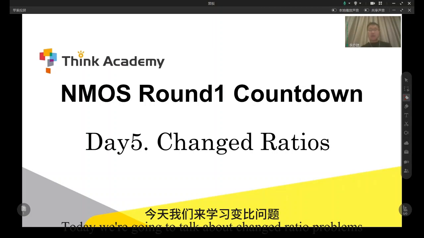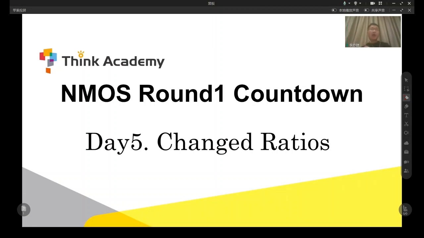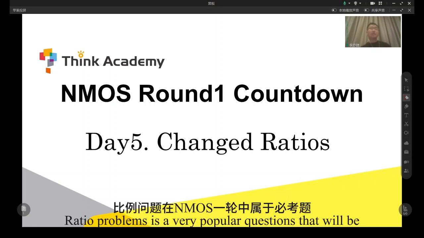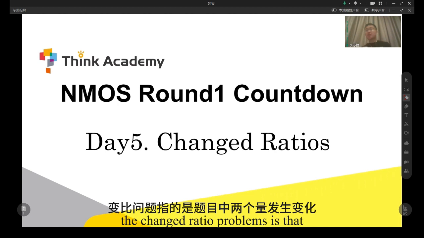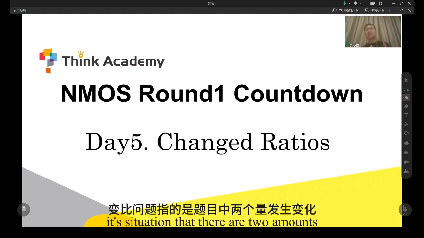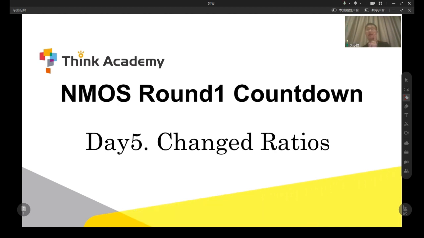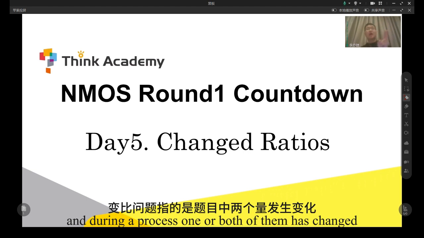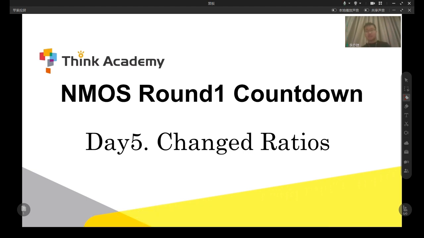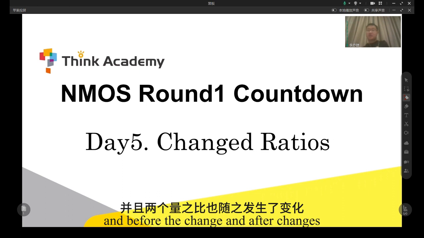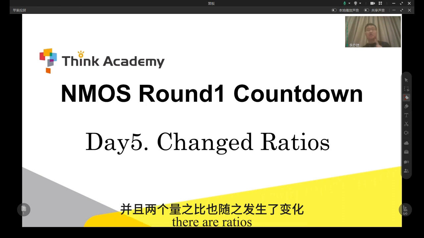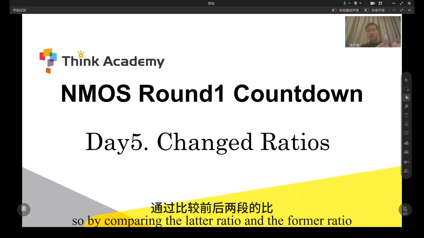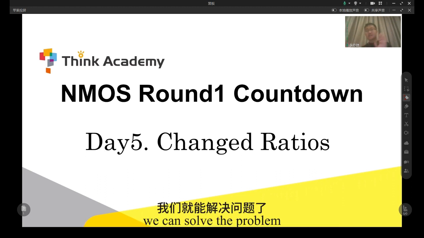Today, we are going to talk about the change ratio problems. Ratio problems are very popular questions tested in the word problem part. The change ratio problem is a situation where there are two amounts, and during a process, one or both of them have changed. Before the change and after the change, there is a ratio. By comparing the latter ratio and the former ratio, we can solve the problem.